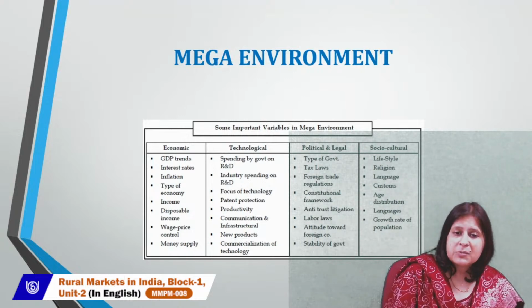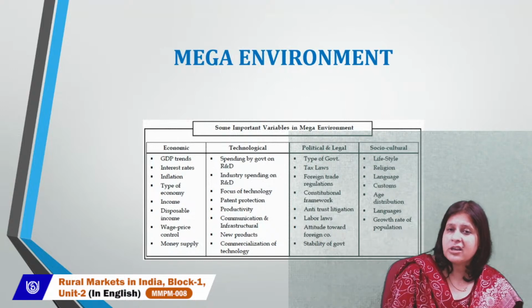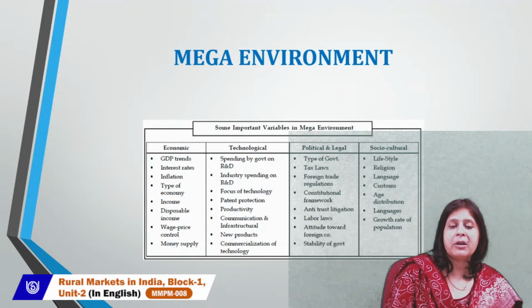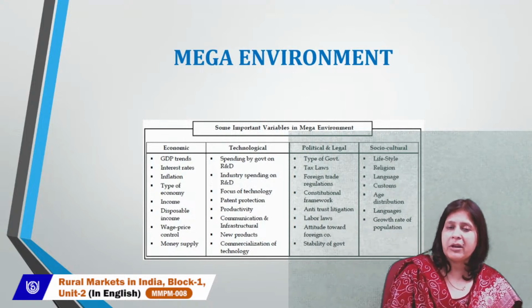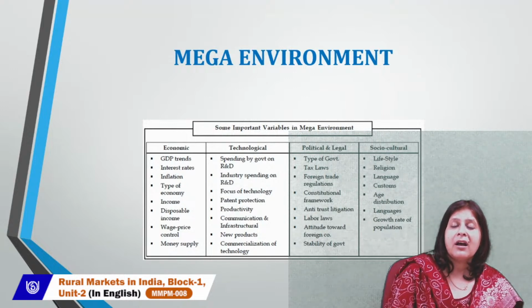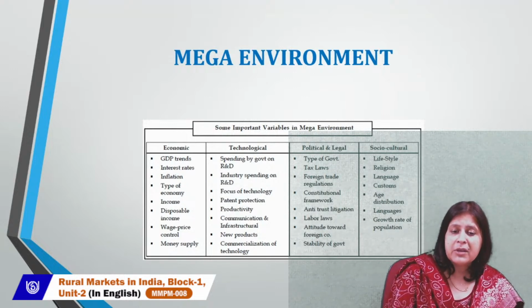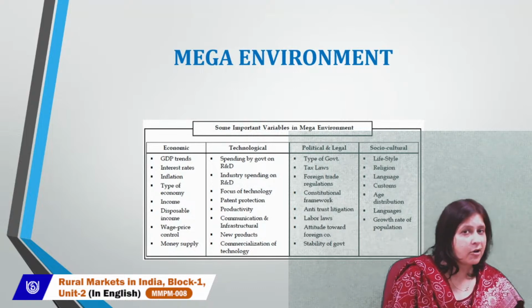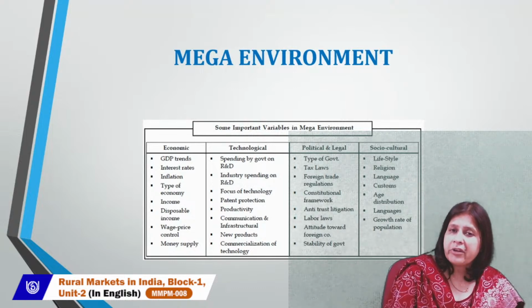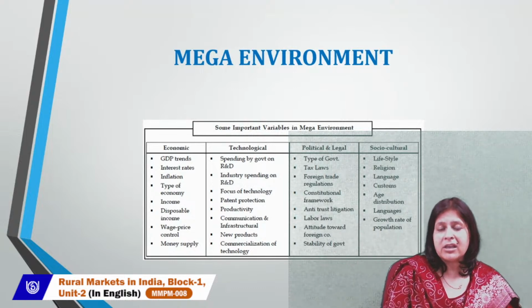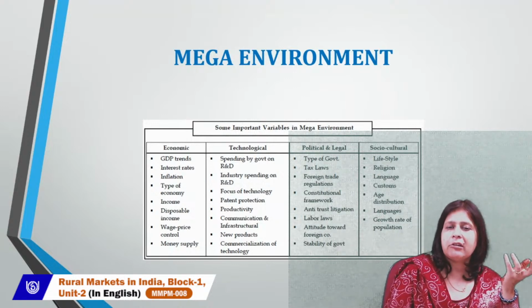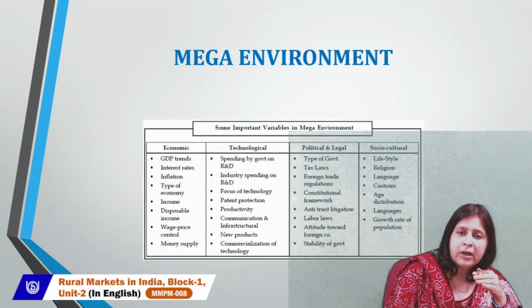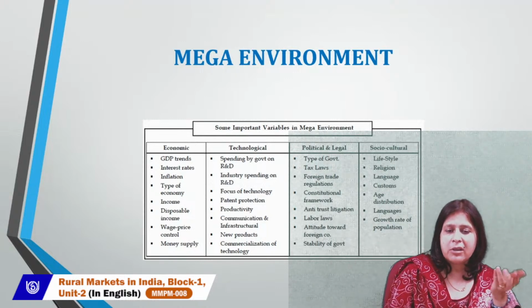Then another variable is the technological environment. Technological environment means spending by the government on R&D, that is research and development. How much research and development the government is spending, right? And then comes the industry spending on R&D. Not only the government, but the spending of industries on R&D, because with research and development, industry can grow and find solutions for problems.